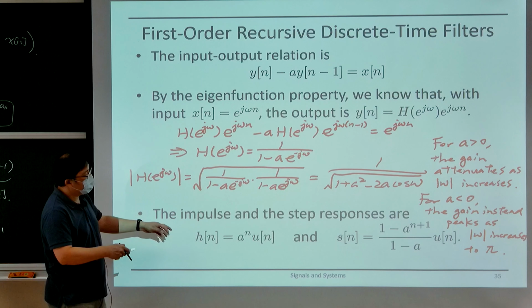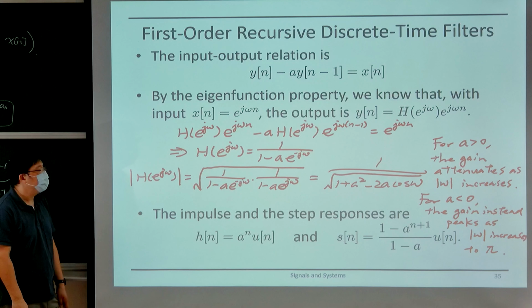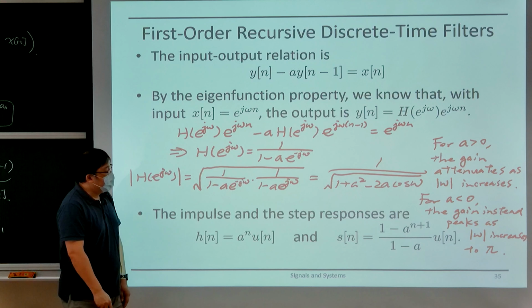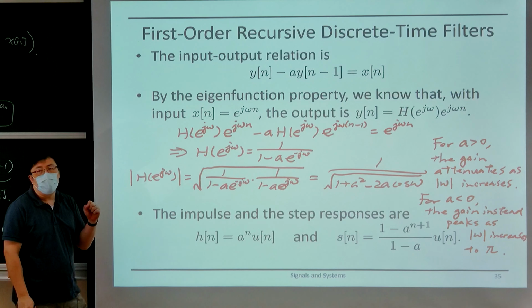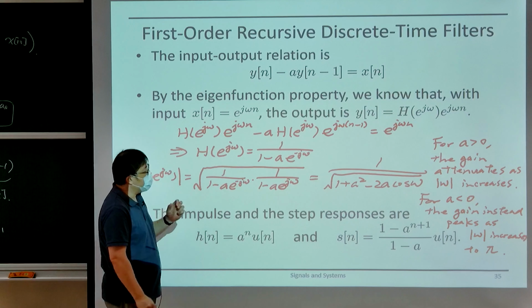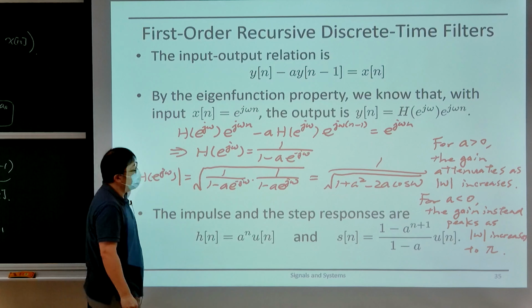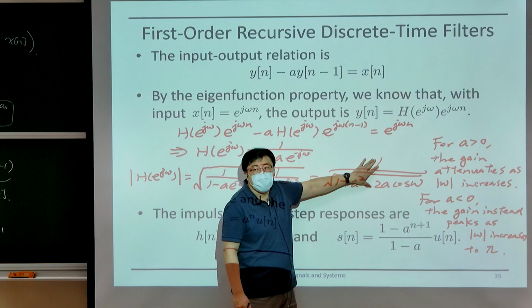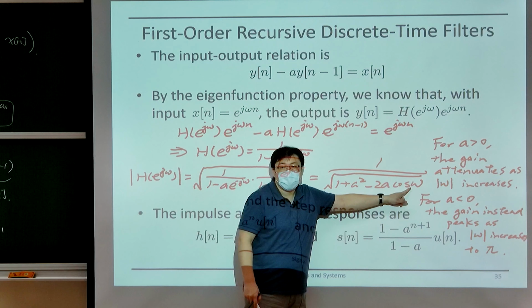So this is just a plot of this for a that is greater than 0 and less than 0. Now you can see a similar trade-off as in the previous example, right? If you pick a to be small, then the attenuation will attenuate slower as omega increases.